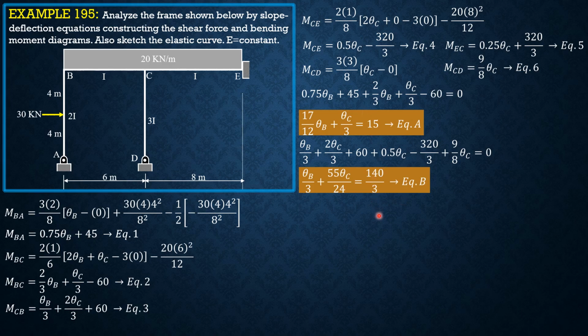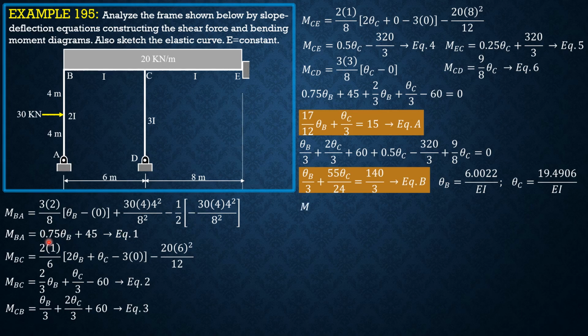Solving these two equations simultaneously, we get theta B equals 6.0022 over EI, while theta C is 19.4906 over EI. Remember, these are slopes, so there will be EI, and we just assume EI equals 1 in these slope deflection equations. So having found these thetas, we can now compute moments.